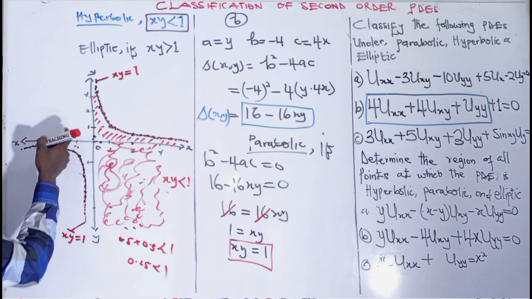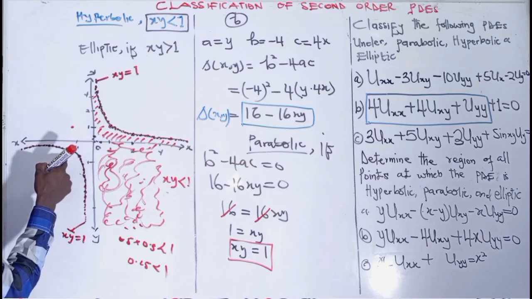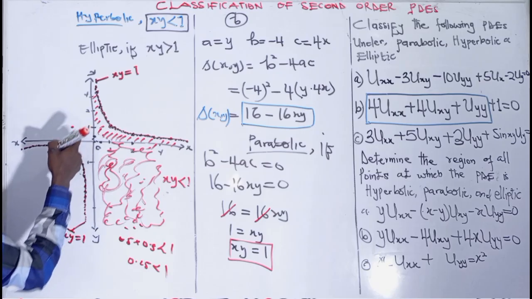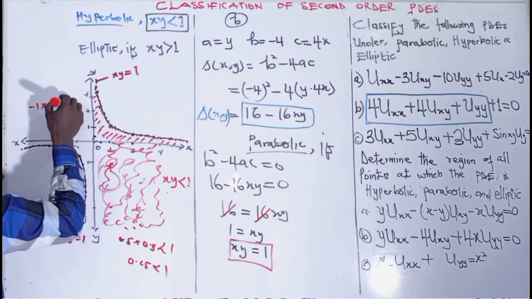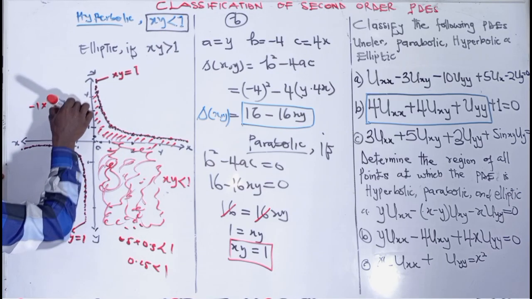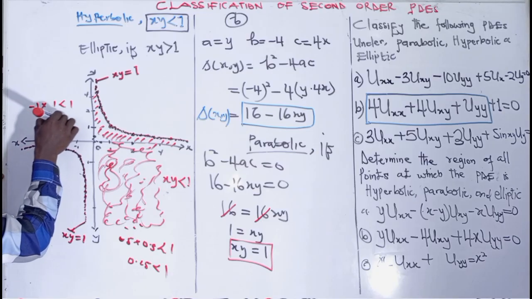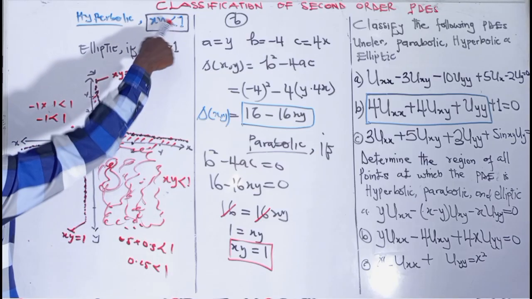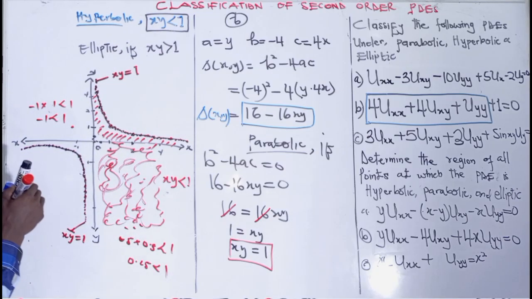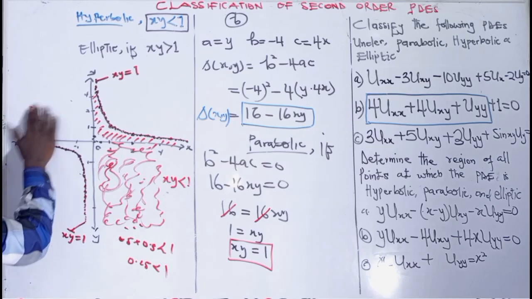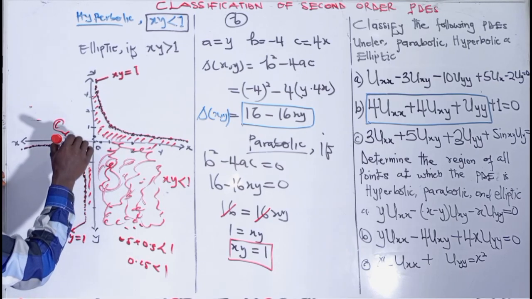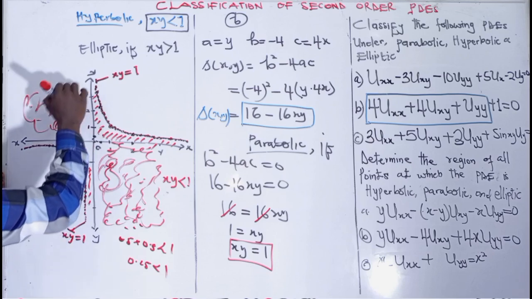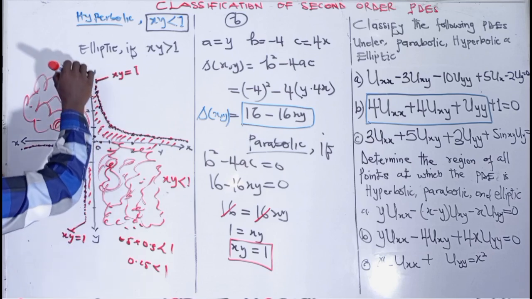Let's take this area as well. When we pick any point here, let's say negative 1 and then 1. So we have negative 1 times 1. Is it less than 1? This is going to give us negative 1 is less than 1, and it satisfies this hyperbolic inequality. So any point we pick in this area as well is going to make the PDE hyperbolic.